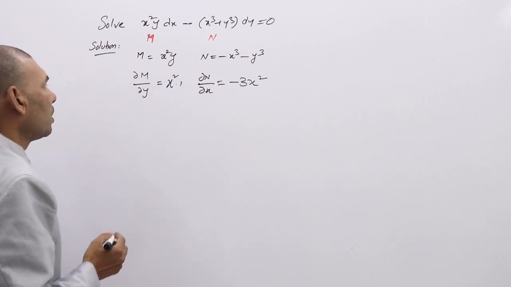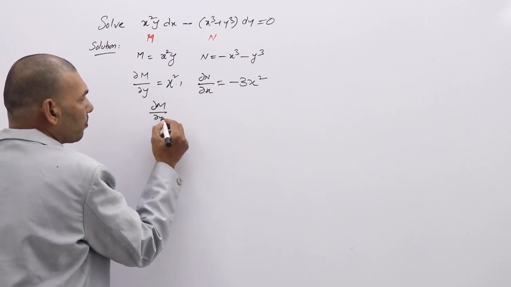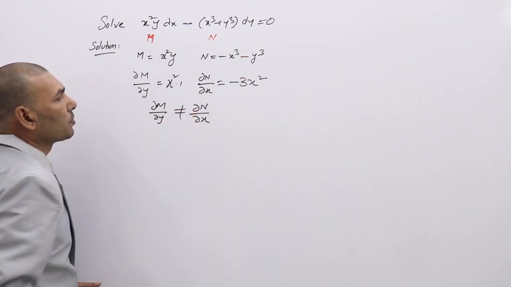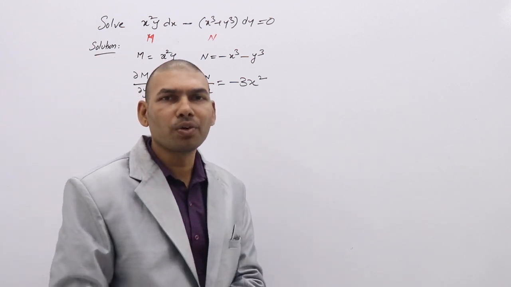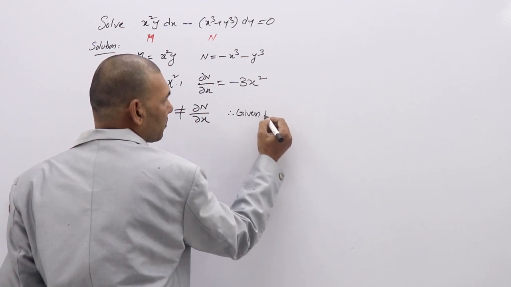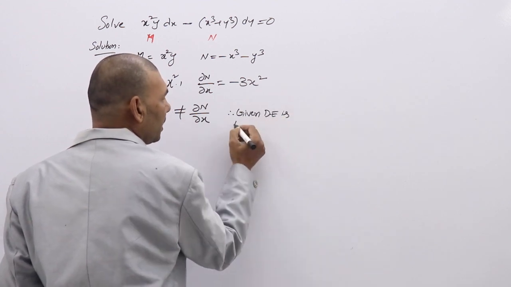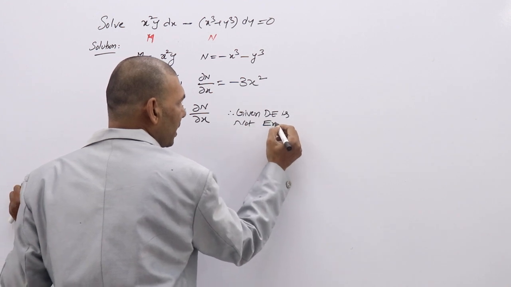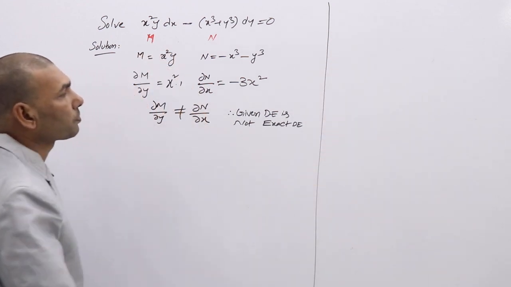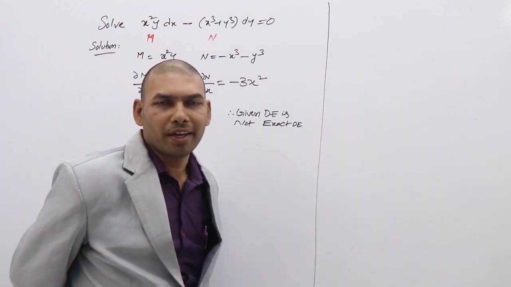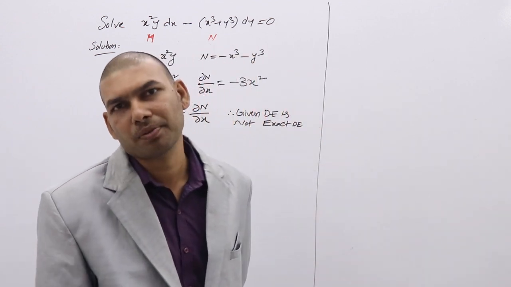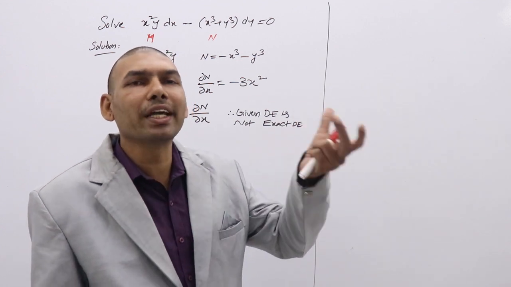Now see, dou M by dou y not equal to dou N by dou x. What it means? Given DE is not exact. So now what happens? We need to multiply the given DE with a suitable function so that it is reduced to an exact differential equation. For that we need to think about integrating factor.